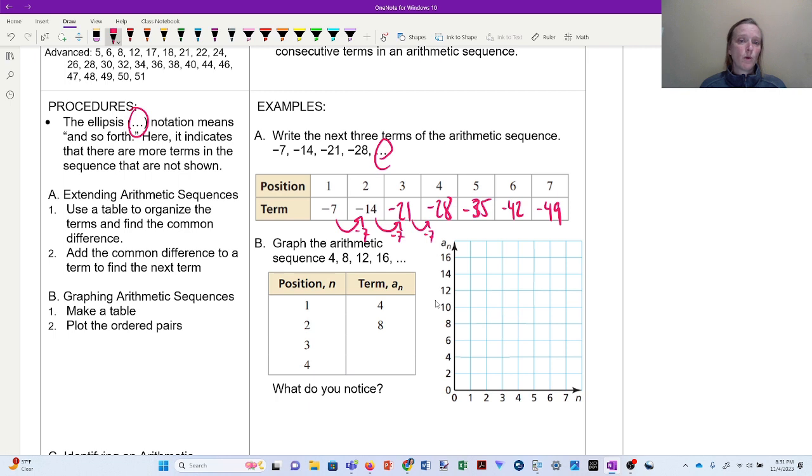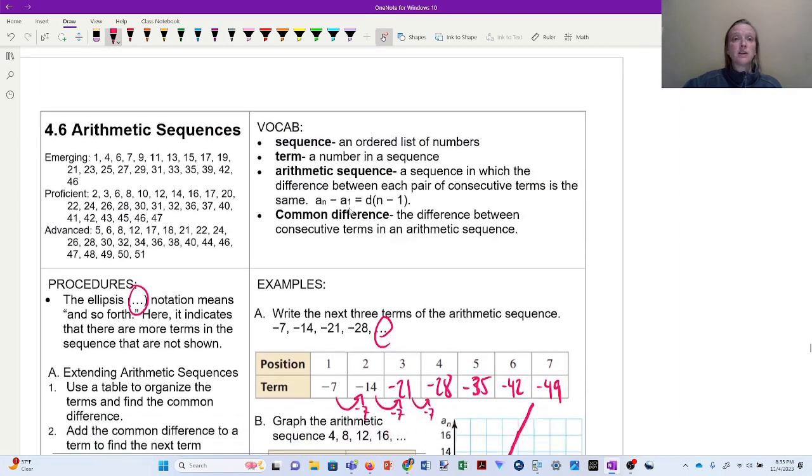If our pattern is 4, 8, 12, 16, and I go ahead and graph that information, I've got a data point at 1 and 4, a data point at 2 and 8, at 3, 12, at 4, 16. So this creates a straight line graph, and that's true for all arithmetic sequences because they all have a common difference.